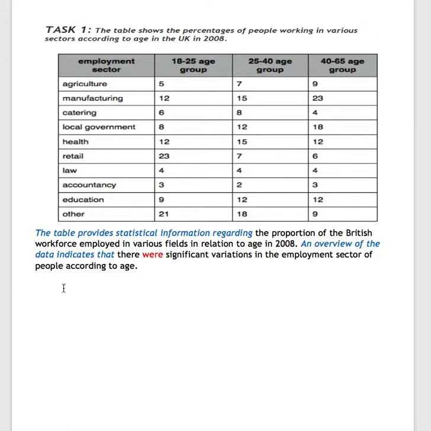I'm going to change workers to people to workers. So this says there were significant variations in the employment sector where workers worked, according to age. So age made a difference in the sector you worked.